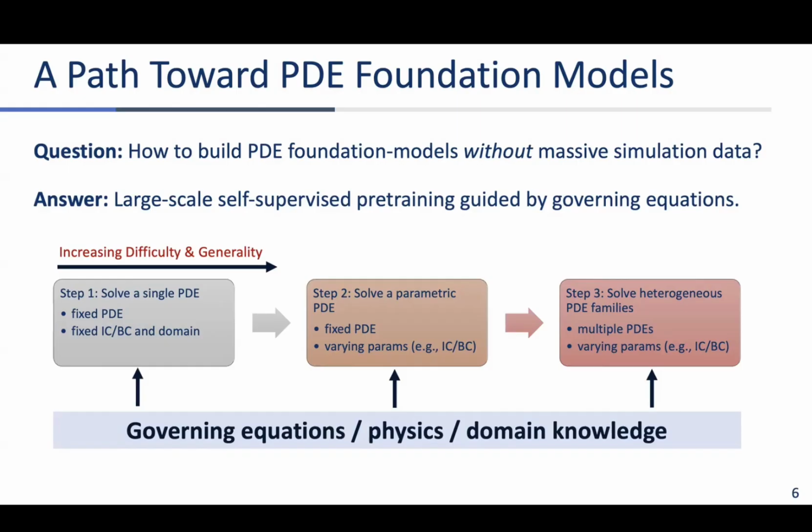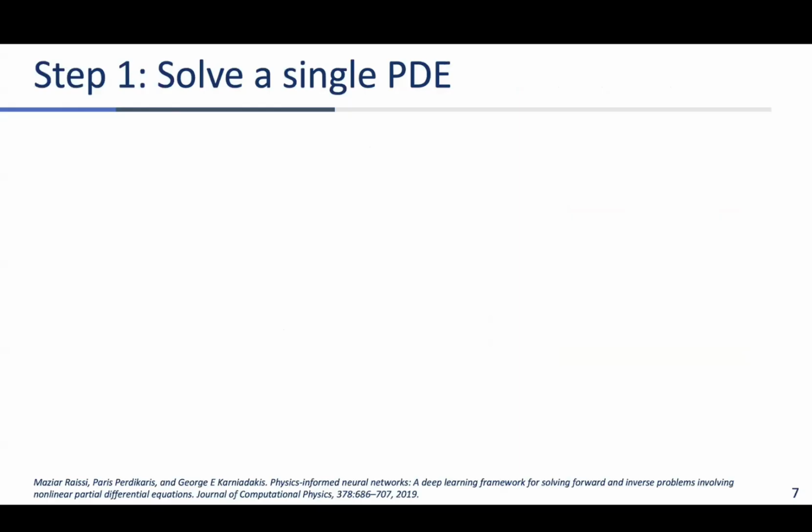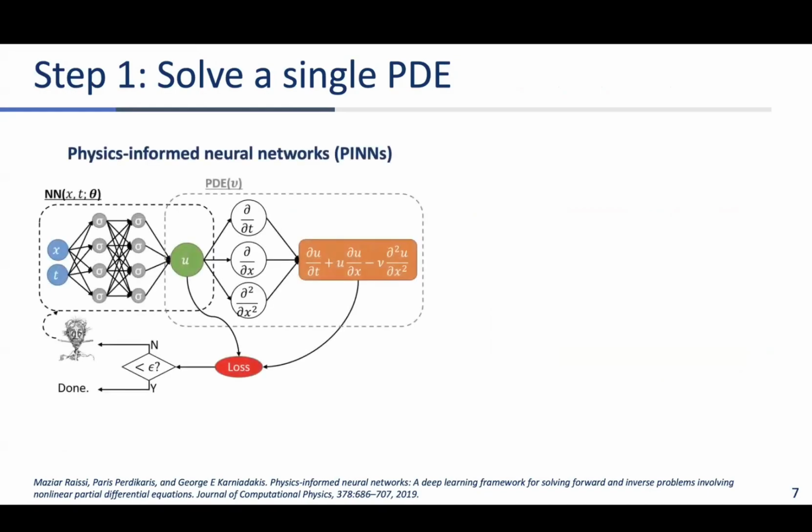Okay, now let's follow this roadmap to see how we could approach this step by step. In step one, we want to solve a single PDE with neural networks. And this in fact brings us the framework of physics-informed neural networks, or PINNs. It was proposed in 2017 and has been extensively studied in recent years. It's basically a machine learning framework that can be used to solve forward or inverse partial differential equations.